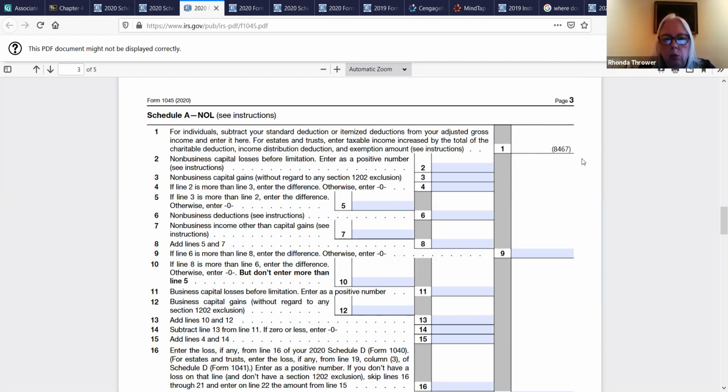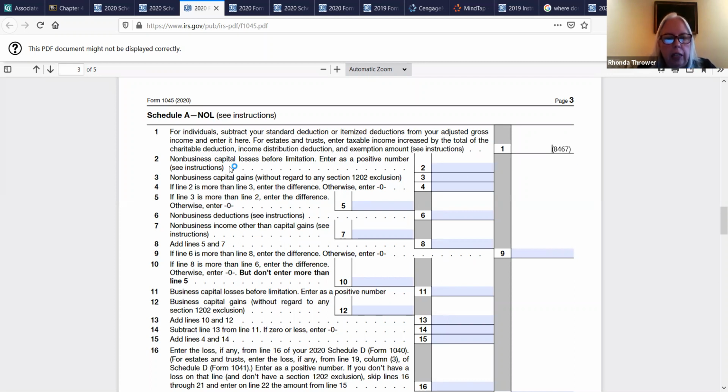But actually they wanted you to subtract your standard deduction from your adjusted gross income. So your adjusted gross income was 3725. That came from the 1040 form. And then you're going to subtract the standard deduction of 12,200 because this person was single, and that will leave you with a negative 8476.